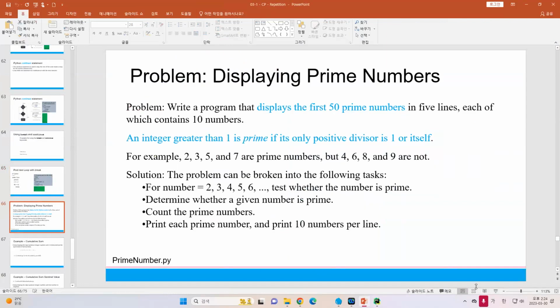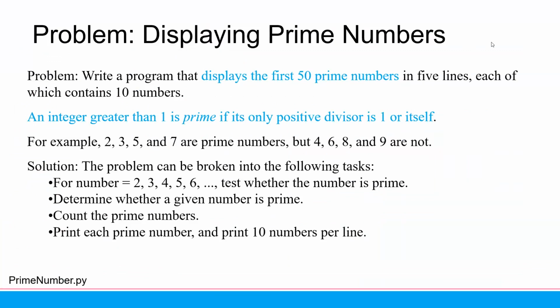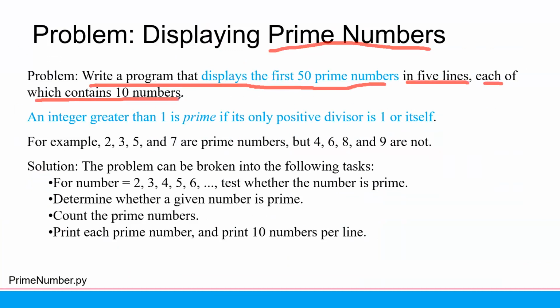Now let's look at the example about prime numbers. I don't know the Korean word for prime numbers. We need to write a program that displays the first 50 prime numbers in 5 lines, each of which contains 10 numbers. So we need to print 1, 2, 3, 4, 5, 6, 7, 8, 9, 10, and then we go to the next line. We will print every 10 numbers, and those numbers should be prime numbers.